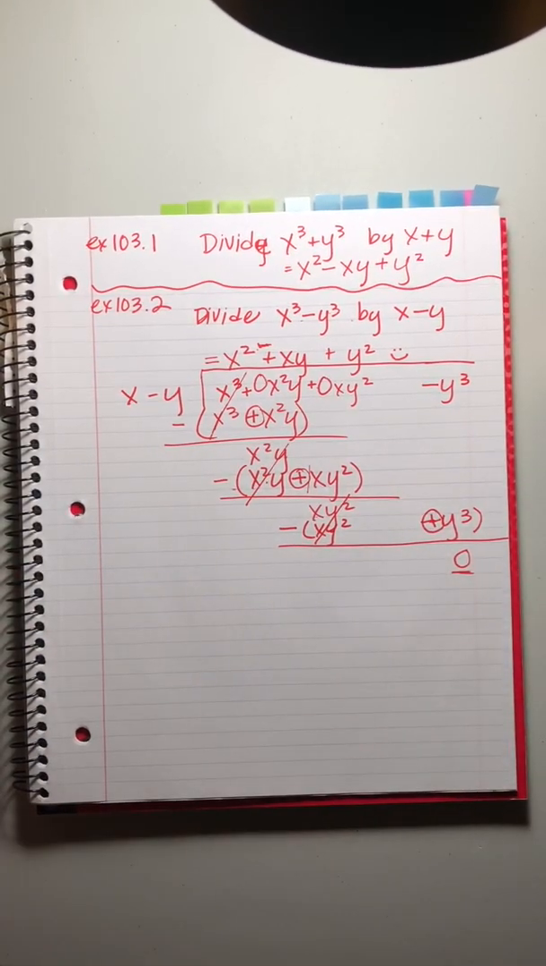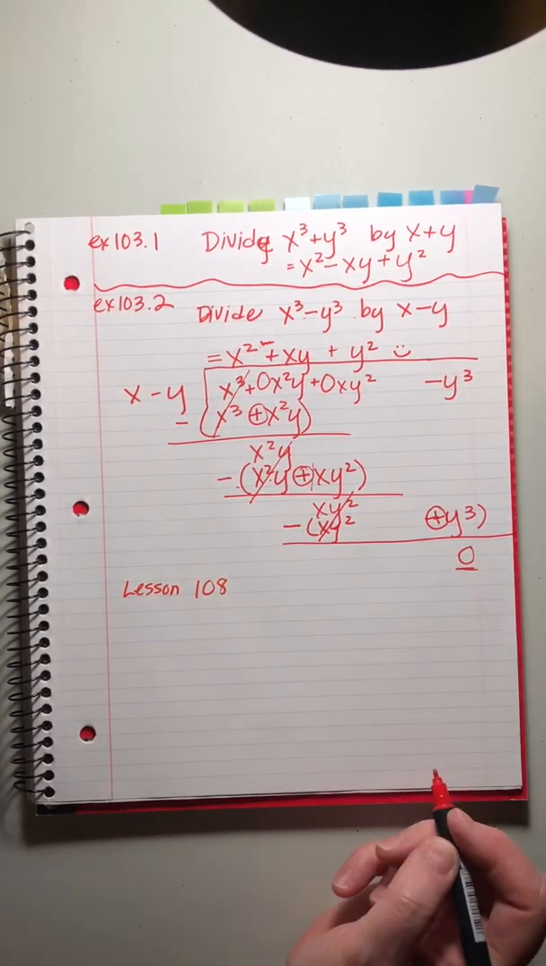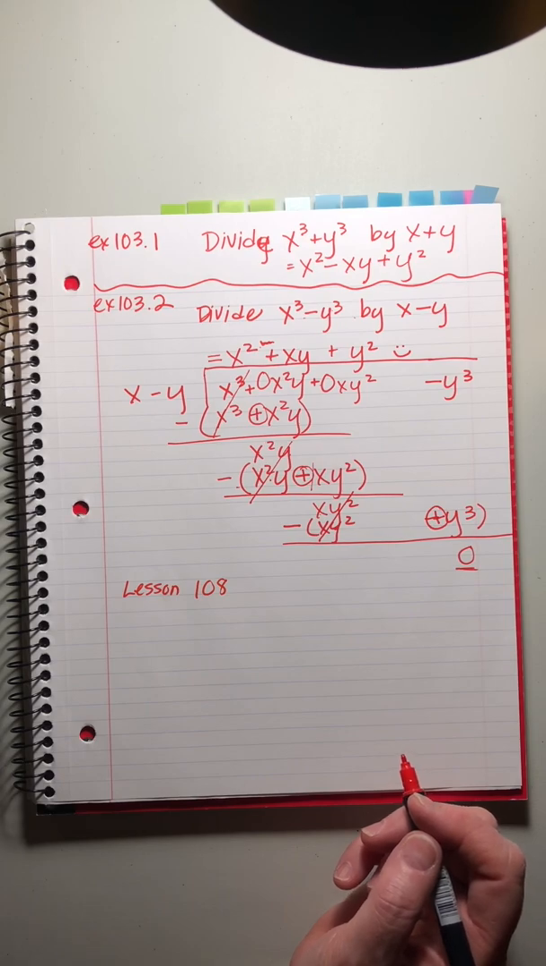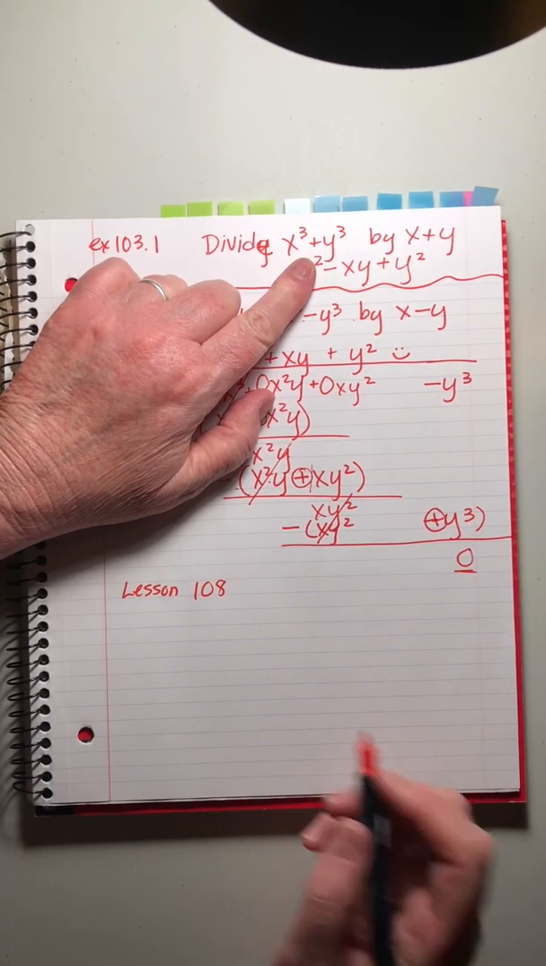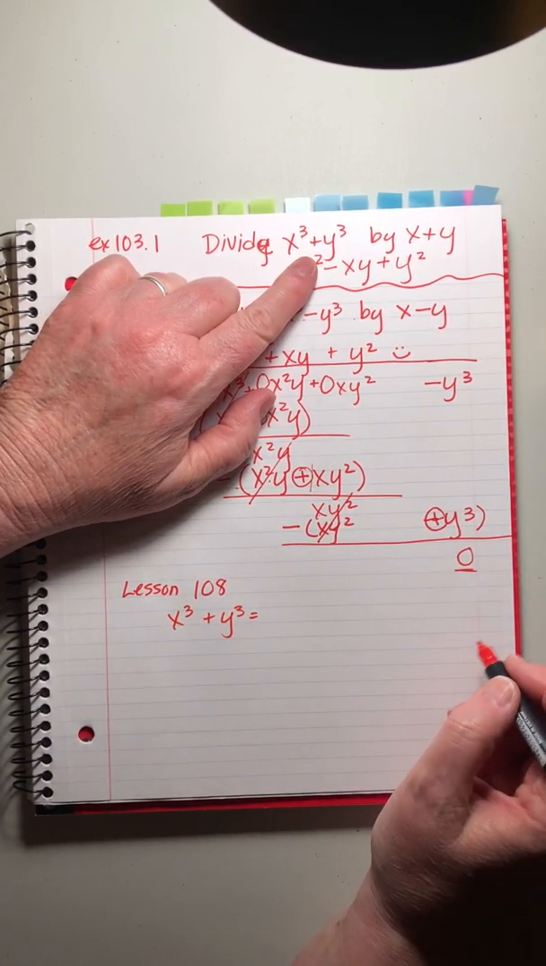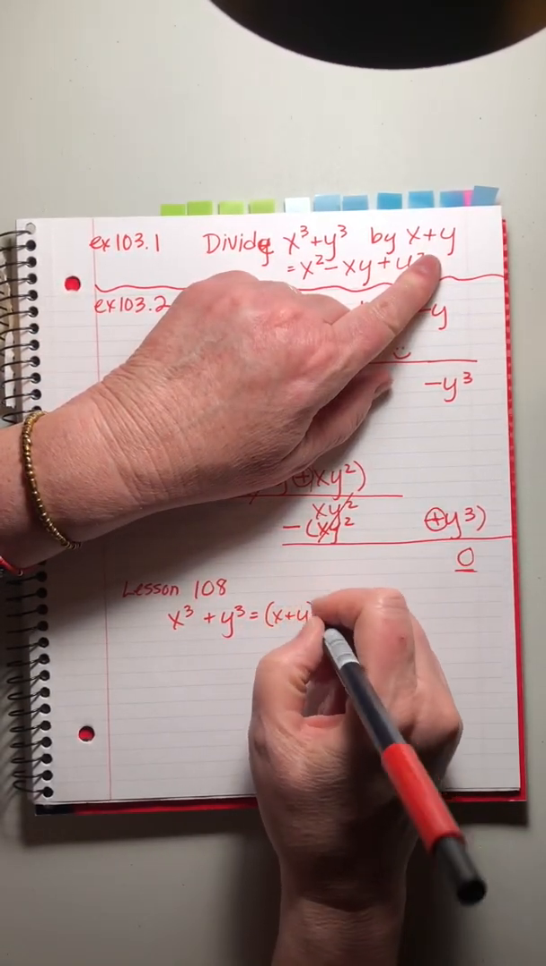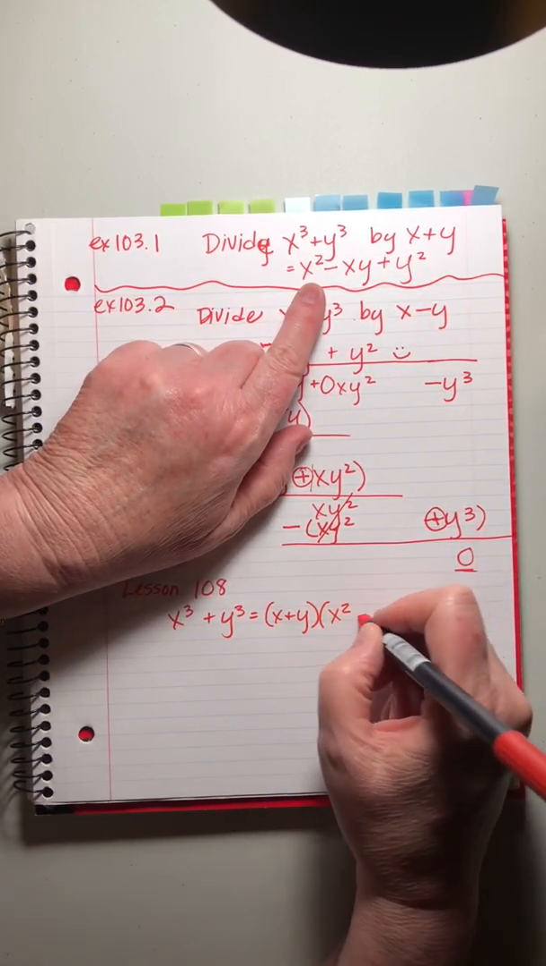And I'm going to give you spoilers. I'm just trying to look ahead and see which lesson it is. Lesson 108. We're going to learn something called the sum and difference of two cubes. See this right here? This x cubed plus y cubed. We're going to learn that that can be factored. You don't even have to think about it, but we just proved it. It's going to be this, x plus y, times this, x squared minus xy.